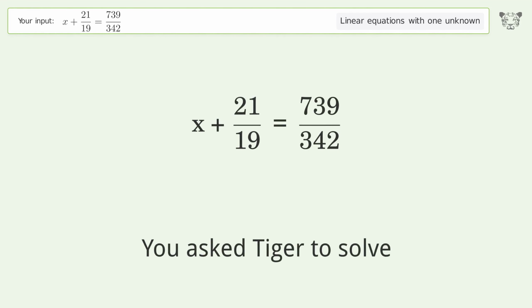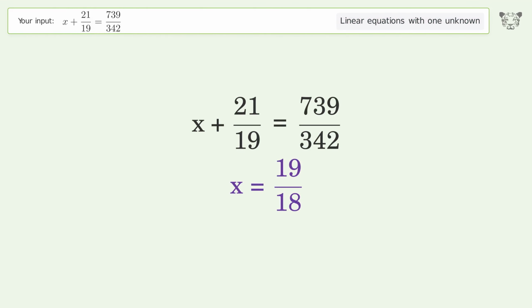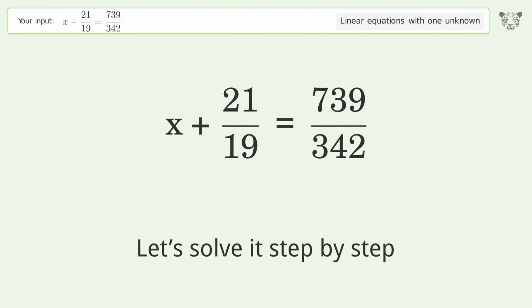You ask Tiger to solve. This deals with linear equations with one unknown. The final result is x equals 19 over 18. Let's solve it step by step.